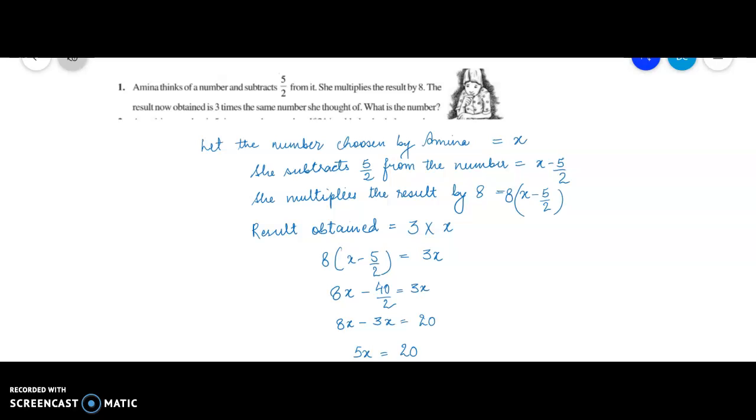Hello dear students, today we'll see some questions from exercise 2.4, chapter 2, linear equations.